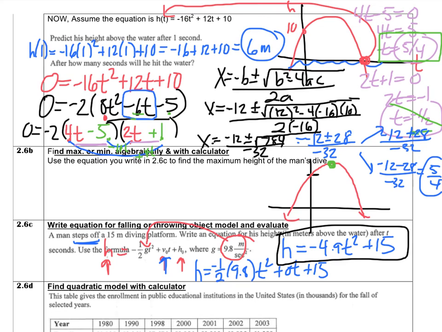Now after you do that, you want to find the maximum. So remember, what you're going to type is second calc or second trace, and then you select maximum.